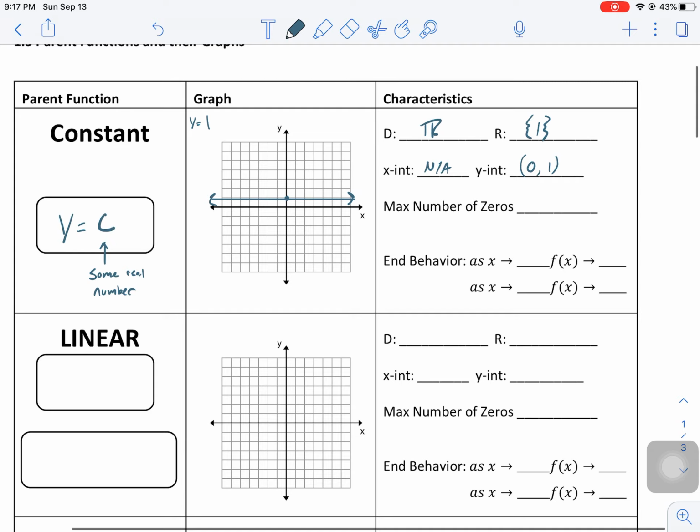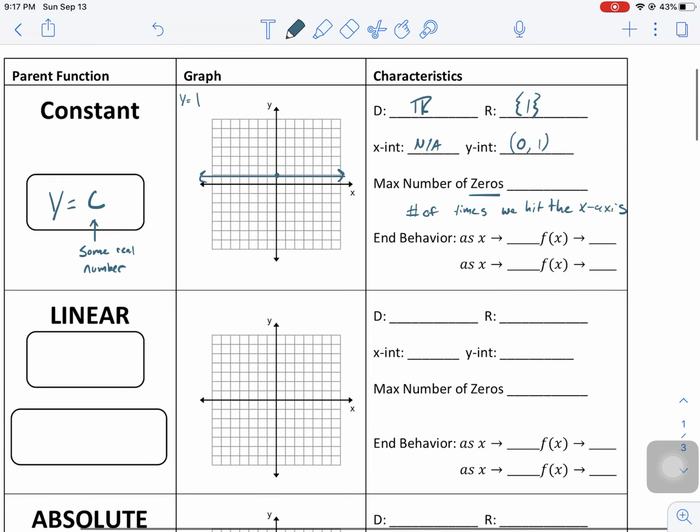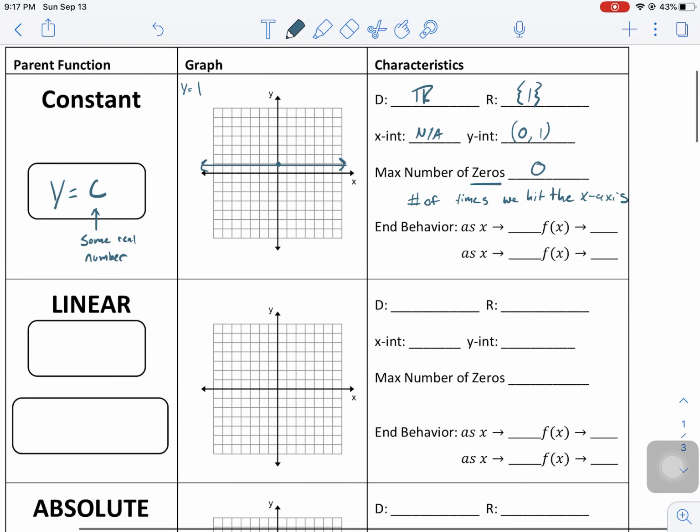The max number of zeros. So when it says zeros, this means the number of times we hit the x-axis. Okay, those would be our zeros. So in this case, it is 0 times.